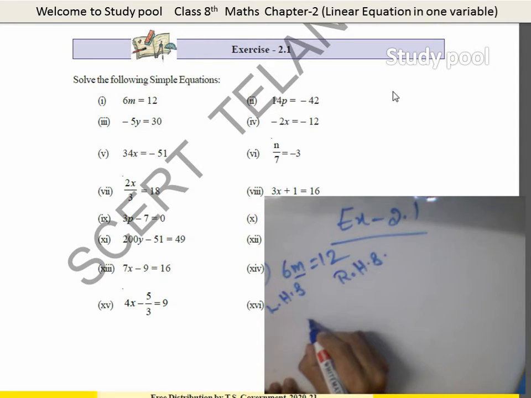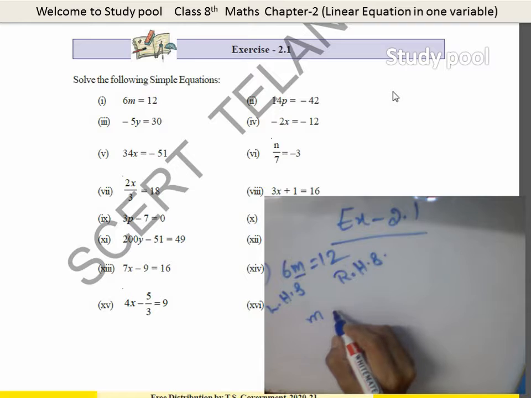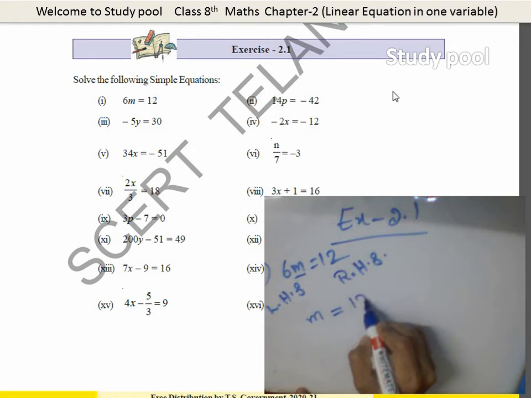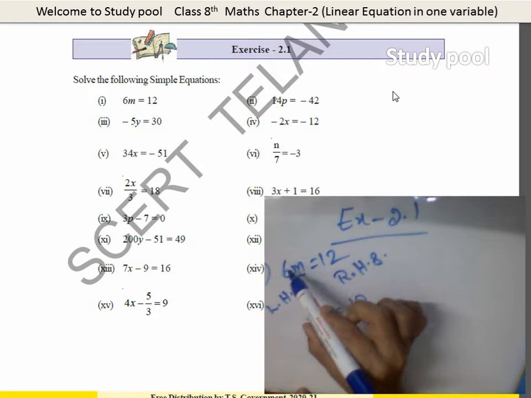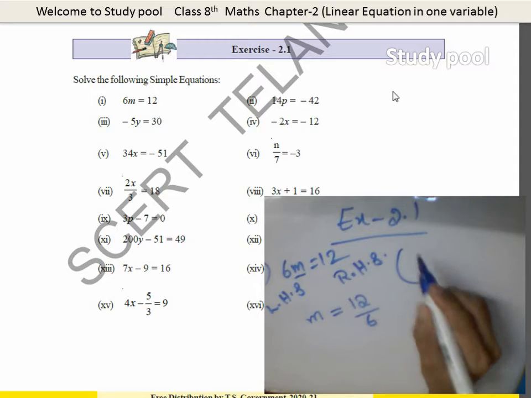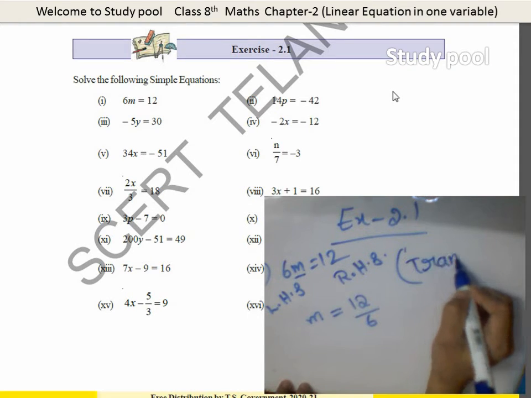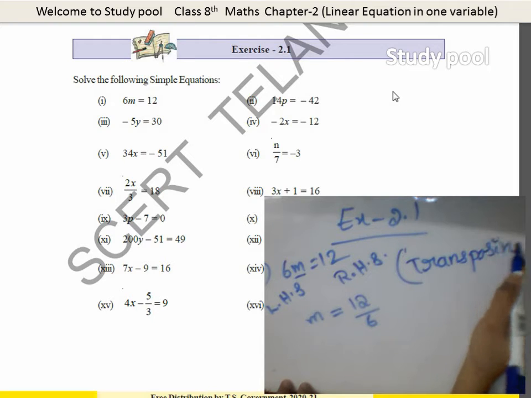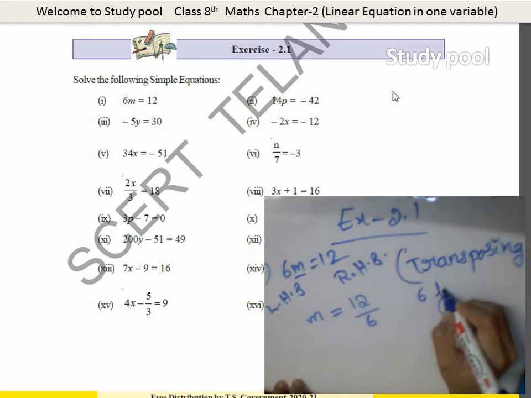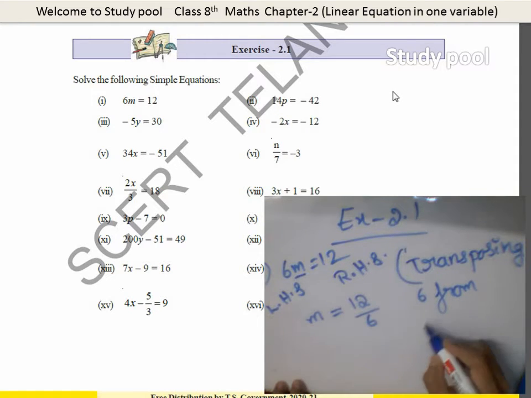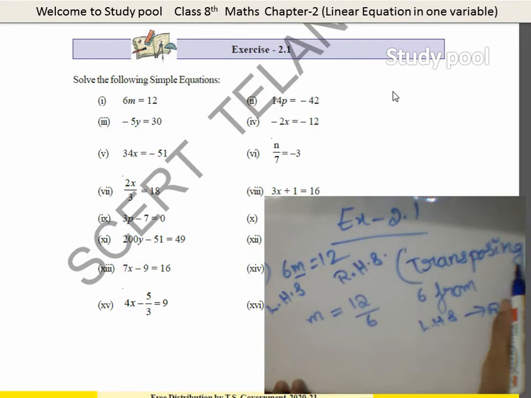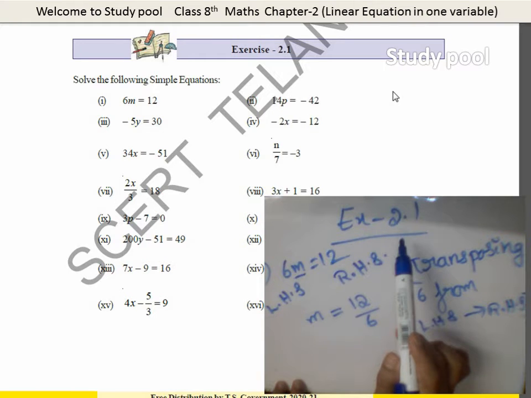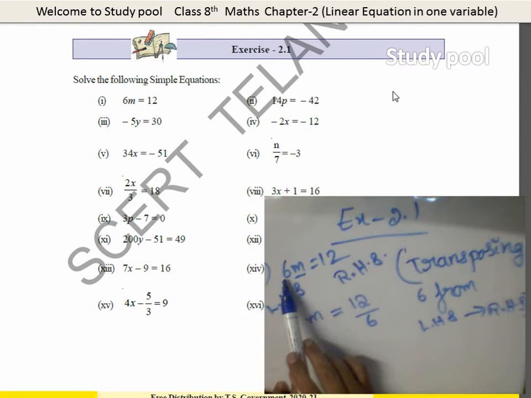So what we have to do? We have to write m is equal to this 12 you write here, and 6 I am transposing. See, 6 is at LHS. So what I am doing? I am transposing 6 from where? From LHS to RHS. What is meant by transposing? Means taking from one side to another side. So I am taking this 6 from LHS to RHS.